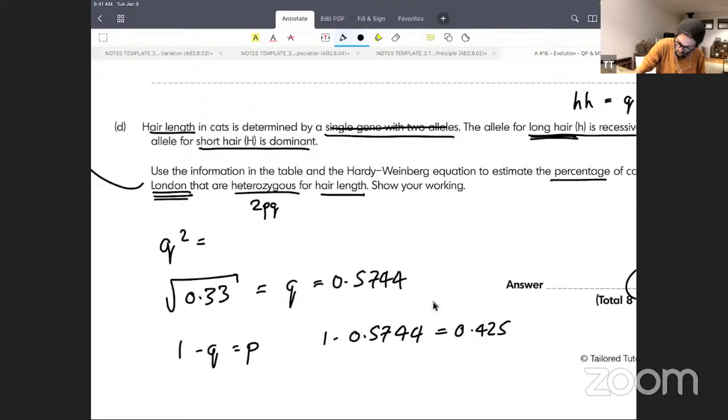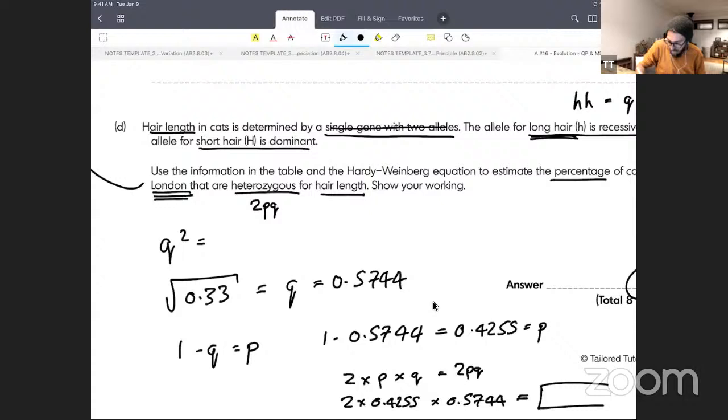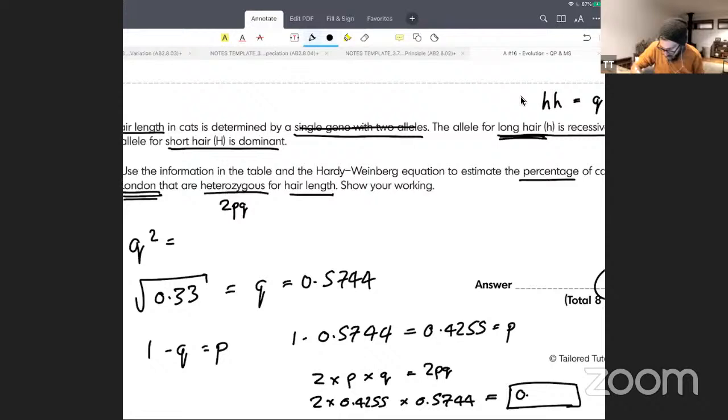0.4255 equals p. So now, in fact, let's not do it down there, 2 times p times q equals 2pq, which is 2 times 0.4255 multiplied by 0.5744 equals our final answer, which, what do we get here? 0.4902. So again, round to two decimal places, 49%. Much better. Thank you for saving me from multiple errors whilst nattering.